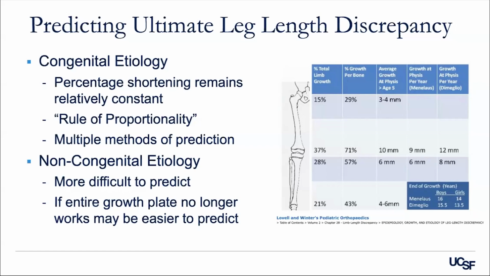For congenital etiologies, this difference remains relatively constant in terms of the proportionality, and this is called the rule of proportionality. There are many different methods to use for prediction, and these are relatively straightforward. Predicting the ultimate leg length discrepancy in a non-congenital etiology is slightly harder, except in cases where you think that the growth plate is no longer working at all, in some cases of infection or trauma.